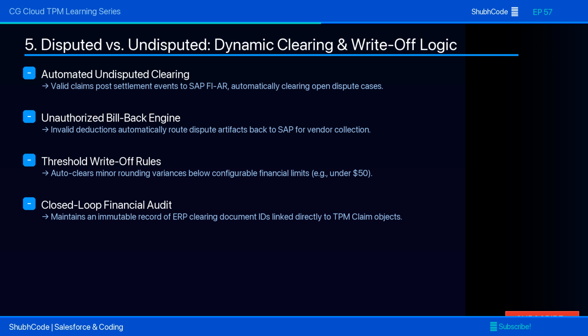When a claim is fully validated against authorized promotion tactics, the status updates to settled, triggering an automated outbound event to SAP FI-AR to clear the open dispute case and credit the account's receivable balance. However, if the deduction is invalid, the engine flags it as an unauthorized short pay, and generates an automated dispute resolution task back to SAP FSCM to bill back the retailer.